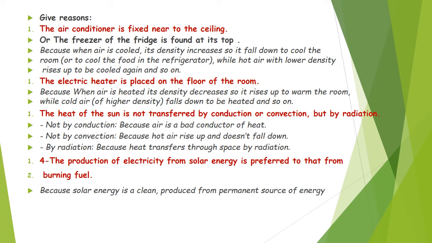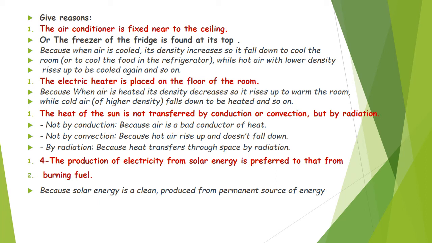Give reason. The air conditioner is fixed near the ceiling, or the freezer is found at the top of the fridge, because when air is cooled, its density increases, so it falls down to cool the room, while hot air with lower density rises up to be cooled again, and so on. The electric heater is placed on the floor of the room, the opposite of the question number one.